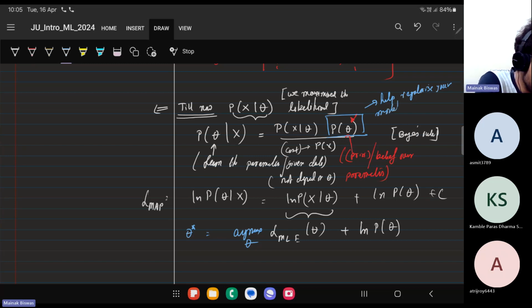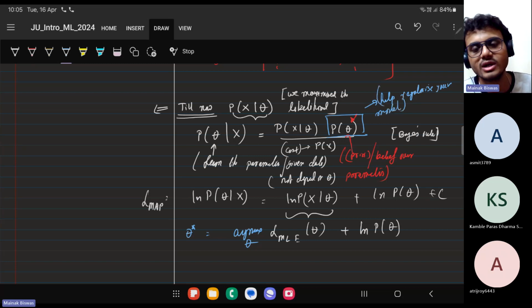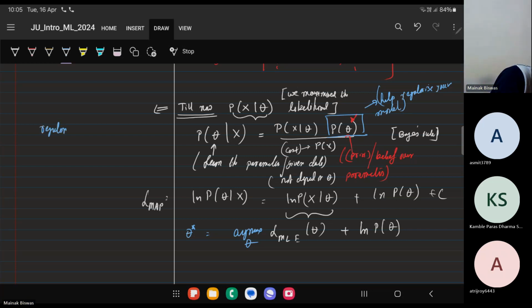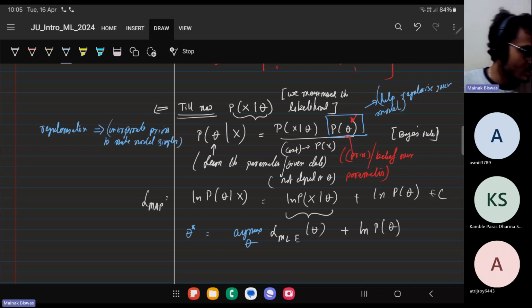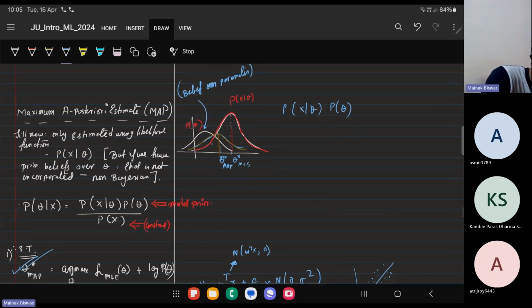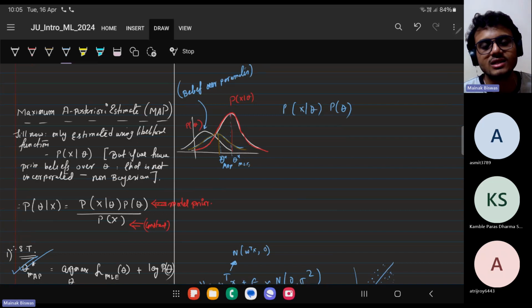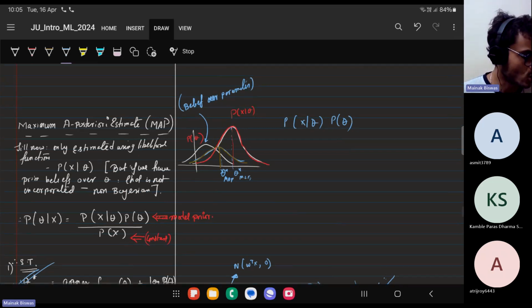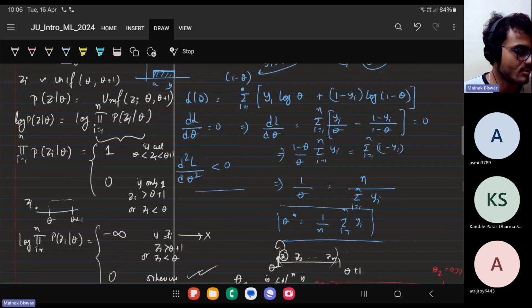What does regularize your model mean? We'll see it in more detail. Regularization means incorporating priors to make the model simpler. So you incorporated these priors, incorporated your beliefs, and now you have used the theta star MAP. Once you solve the examples that I gave, it will be very clear.